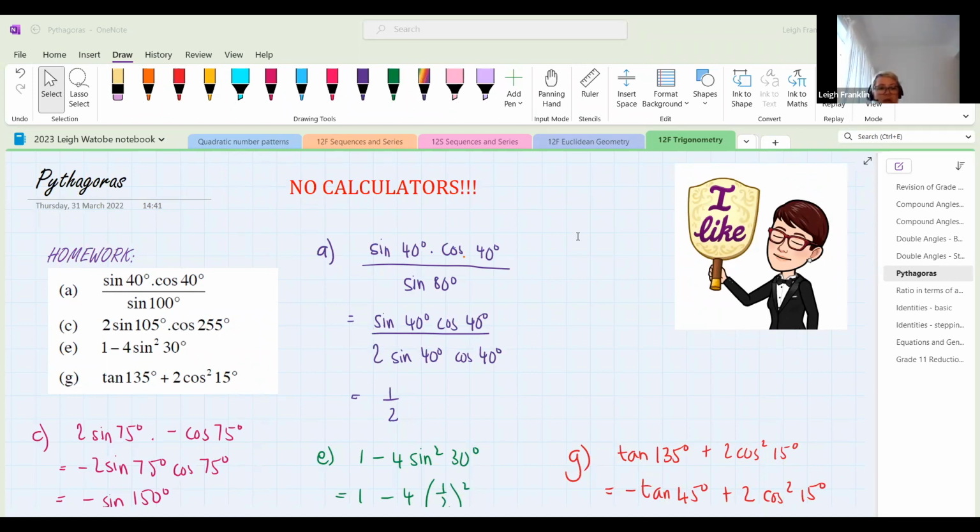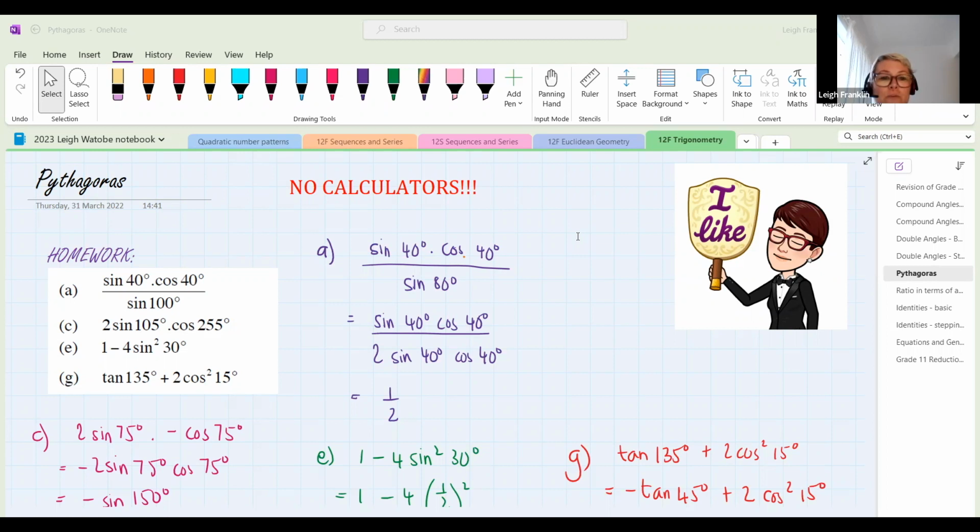So we were given sine 40 cos 40 over sine 100. We would have kept sine 40 and cos 40 in the numerator as is. And at the bottom, we would have used reduction formulae. So 180 minus 80 to get 100. And that would have reduced to positive sine 80 because we were working in the second quadrant.